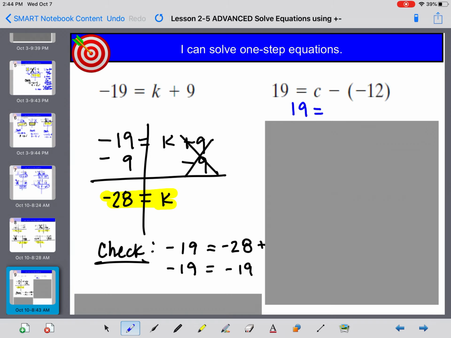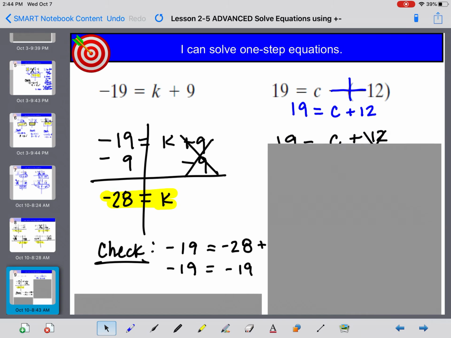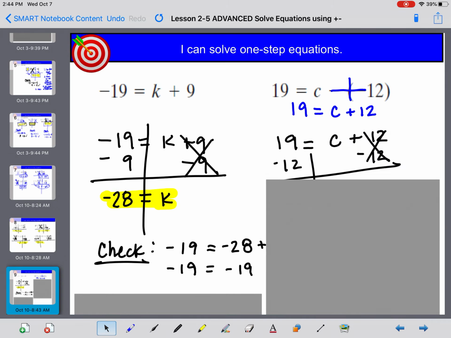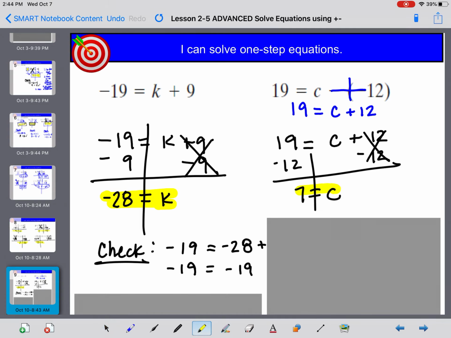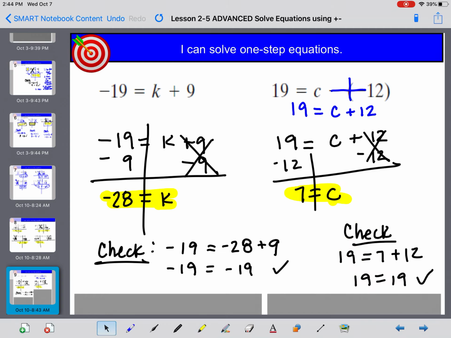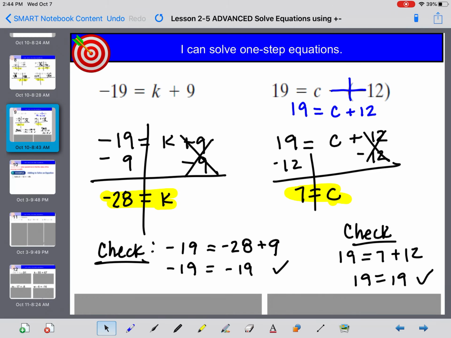With this next one, this one's a little different because it is not simplified. Let's rewrite this as c minus negative 12. You could have done a super plus sign, or change it to adding the opposite. Now I'm ready to solve. C is adding 12, so we are going to subtract 12 from both sides. And I get C equals 7. When I check my work, I see that yes, that checks out.